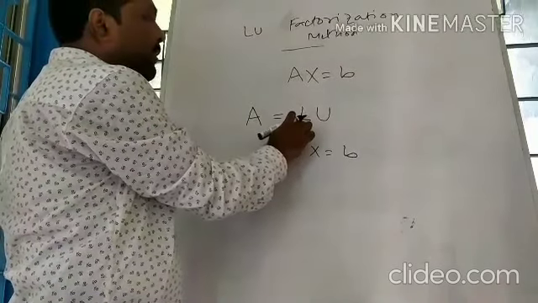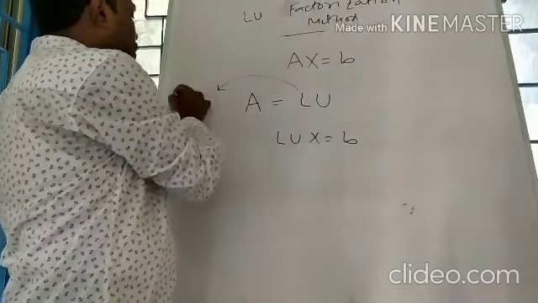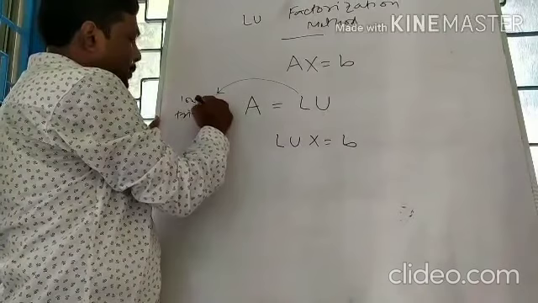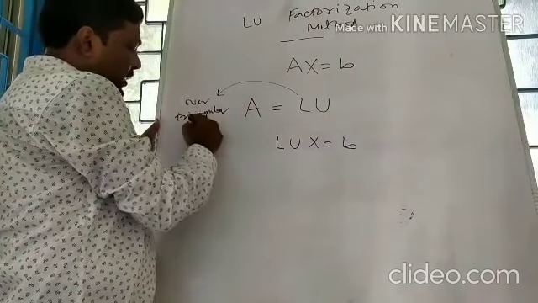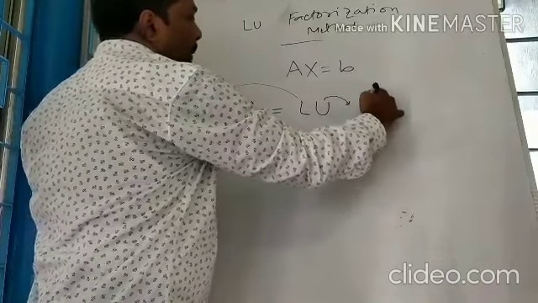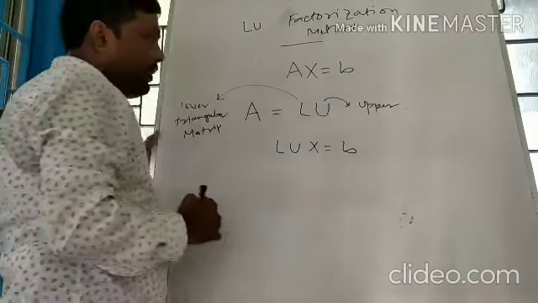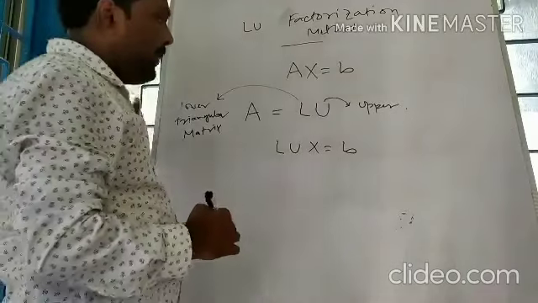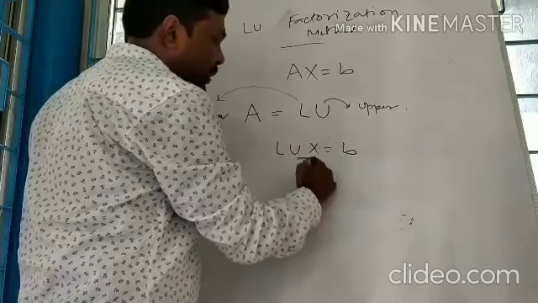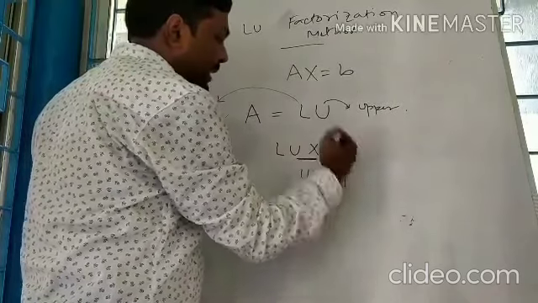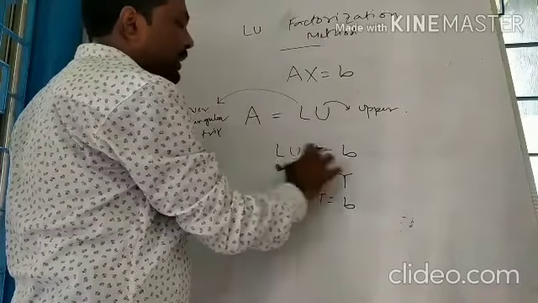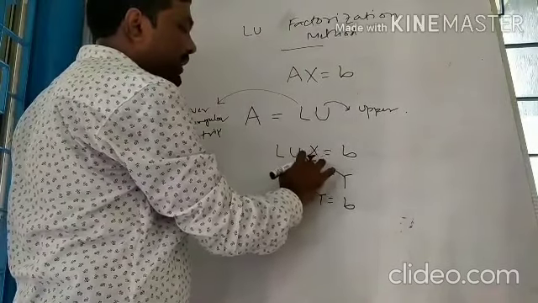L is a lower triangular matrix and U is an upper triangular matrix. Then LUx equals B. Suppose Ux equals Y. Then LY equals B, since Ux is Y.